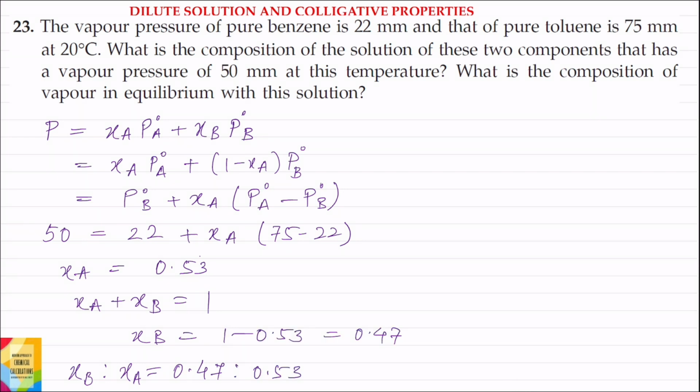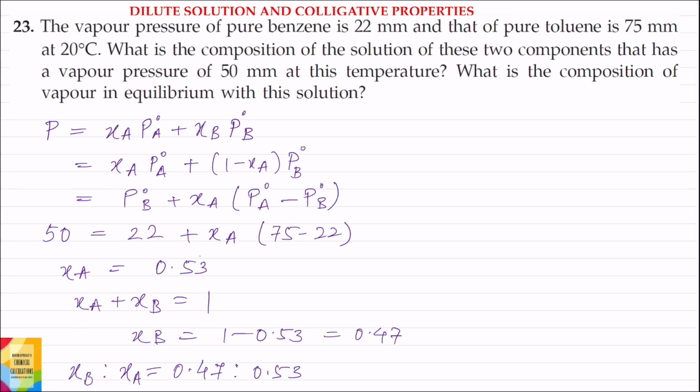Question 23. The vapor pressure of [benzene is 22] millimeter and that of pure toluene is 75 millimeter at 20 degrees centigrade. What is the composition of the solution of these two components that has a vapor pressure of 50 millimeter at this temperature? What is the composition of vapor in equilibrium with this solution?